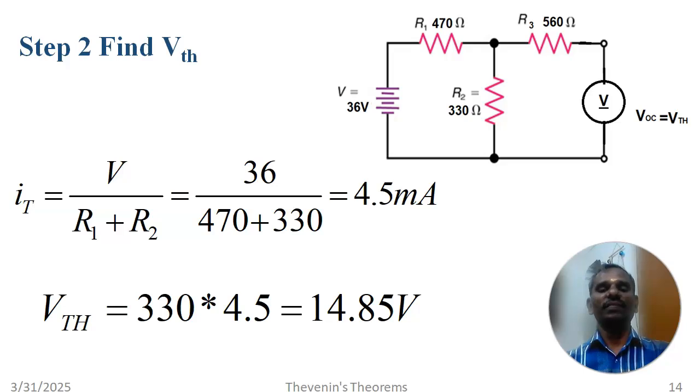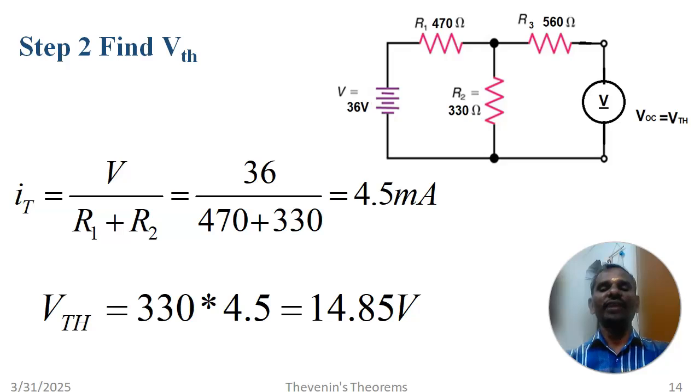Here, the current will not be flowing through this 560 ohm because it is an open circuit voltage. Now the current will be flowing only through R1 and R2. So they both are in series. So 470 ohms plus 330 ohms is the total resistance. So in order to find the total current I total, it's V divided by R1 plus R2. So V is equal to 36 divided by R1 is 470, R2 is 330. So you see that the total current is 4.5 milliamps.